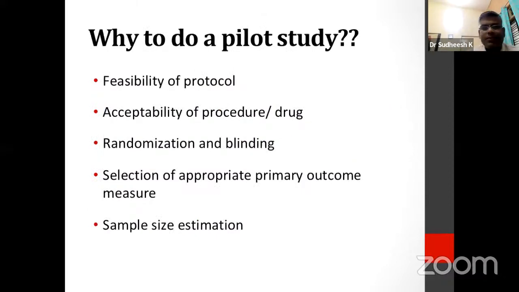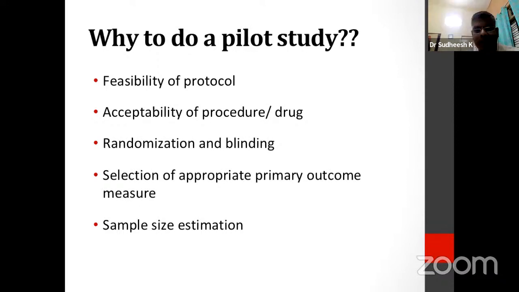So having done this, there is always a lingering question by many of the authors: do you really require to do a pilot study? Of course, a pilot study is usually done to test the feasibility of a particular protocol. This is mainly for very large scale studies where you are using more than like 1,000 patients. So the main purpose of doing a pilot study is feasibility of the protocol, to see the acceptability of the procedure or the drug, to practice and ensure randomization and blinding, and it also helps in selection of an appropriate outcome measure.